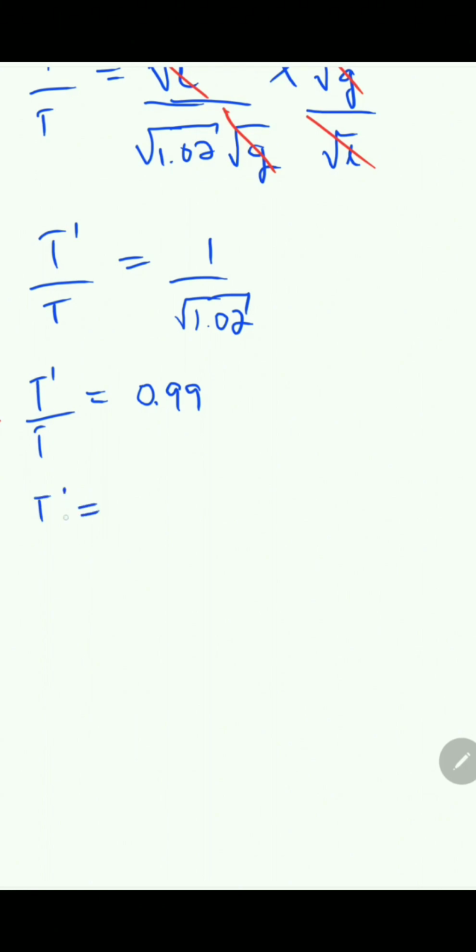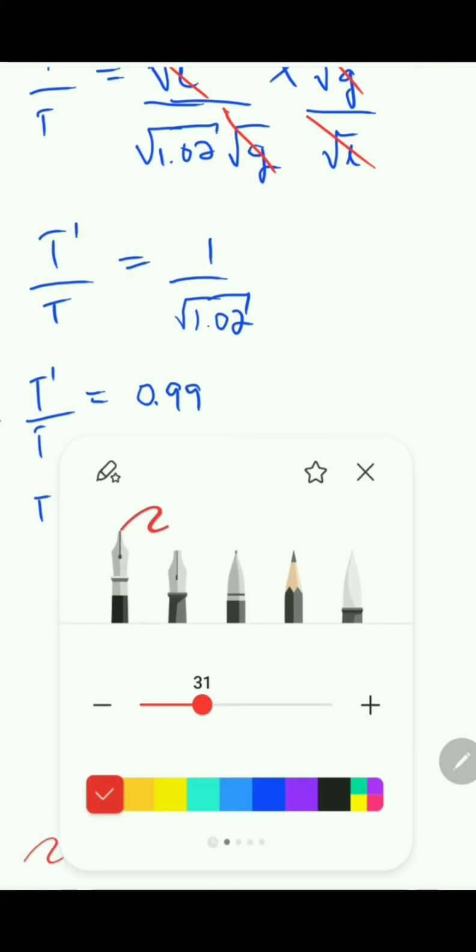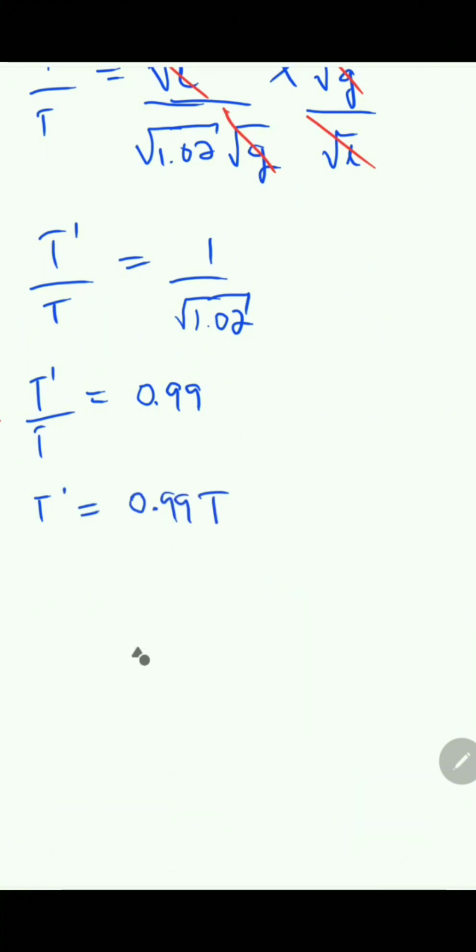So since it is T prime we're looking for, we make it the subject of the formula. Hence we have T prime to be equal to 0.99 T.